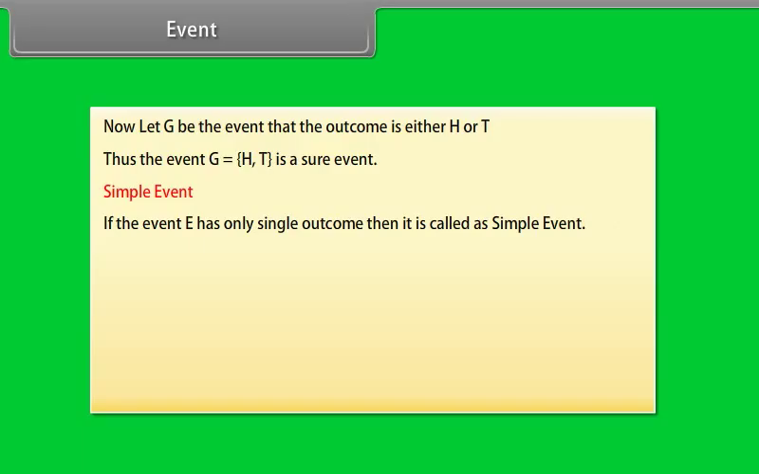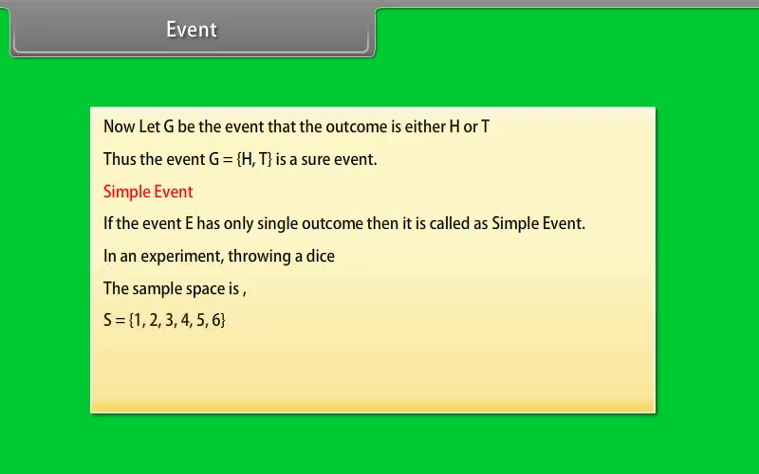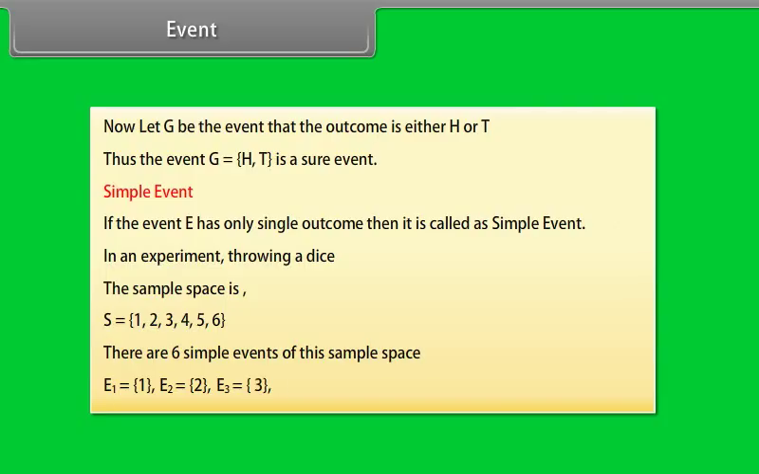To understand it, let's take an example. In an experiment, throwing a dice, the sample space is S is equal to {1, 2, 3, 4, 5, 6}. There are 6 simple events of this sample space. E1 is equal to {1}. E2 is equal to {2}. E3 is equal to {3}. E4 is equal to {4}. E5 is equal to {5}. And E6 is equal to {6}.